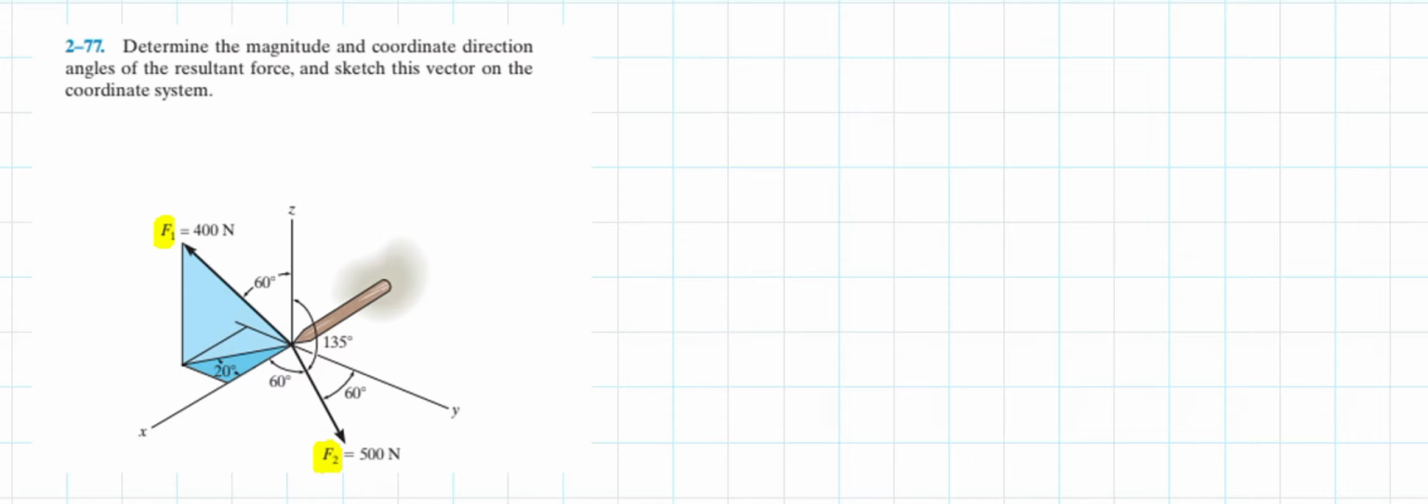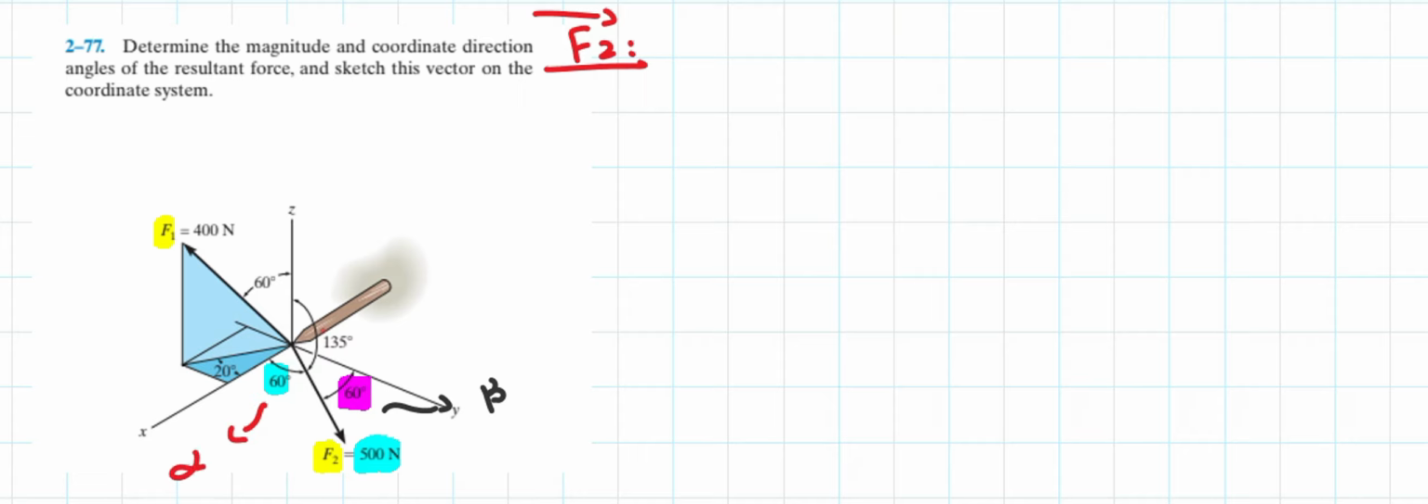So, let's talk about the F2 force first. The F2 force, which has the magnitude of 500 Newton, makes an angle of 60 degrees from the positive y-axis, and this is basically the value of beta. Similarly, this F2 force makes an angle of 60 degrees from the positive x-axis, and this is alpha. And lastly, this F2 force makes an angle of 135 degrees from the positive z-axis, and this is gamma.